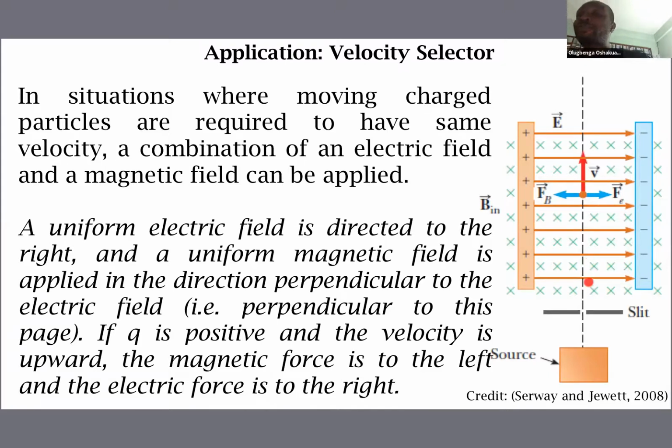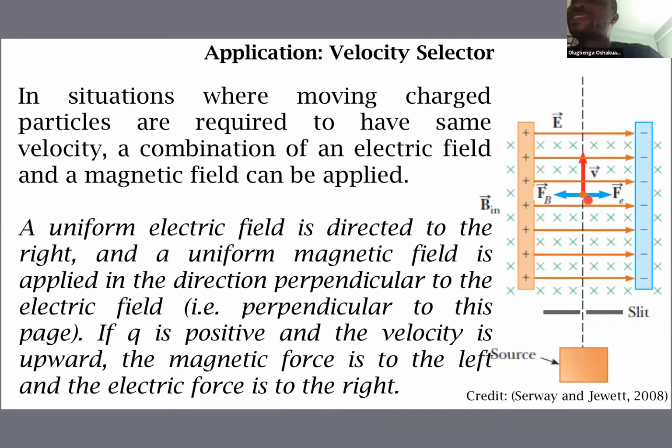If the velocity is larger than the desired velocity V, like I said, the magnetic force is... this is designed for a certain field B such that the magnetic force is made to balance the electric force for a certain velocity V.